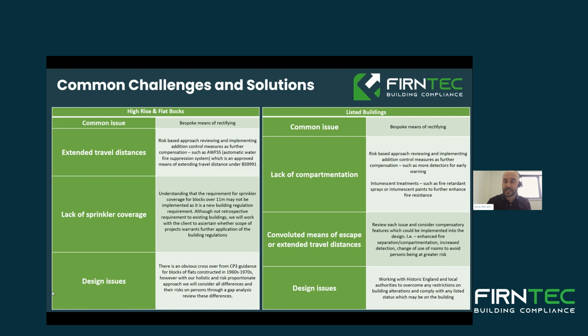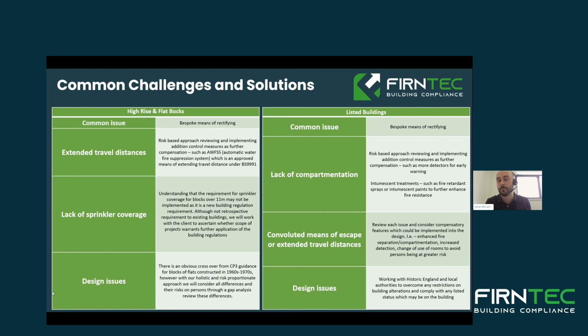And then you've got the listed buildings, again, just a few examples of common issues with that. So you've got the lack of compartmentation. Being a listed building, they're usually built quite far in the past. Compartmentation might not have been thought of in the past. So to get around that, there's a bespoke way for every single building. Again, there's no one size fits all because there's loads of different shapes and sizes for listed buildings, especially.